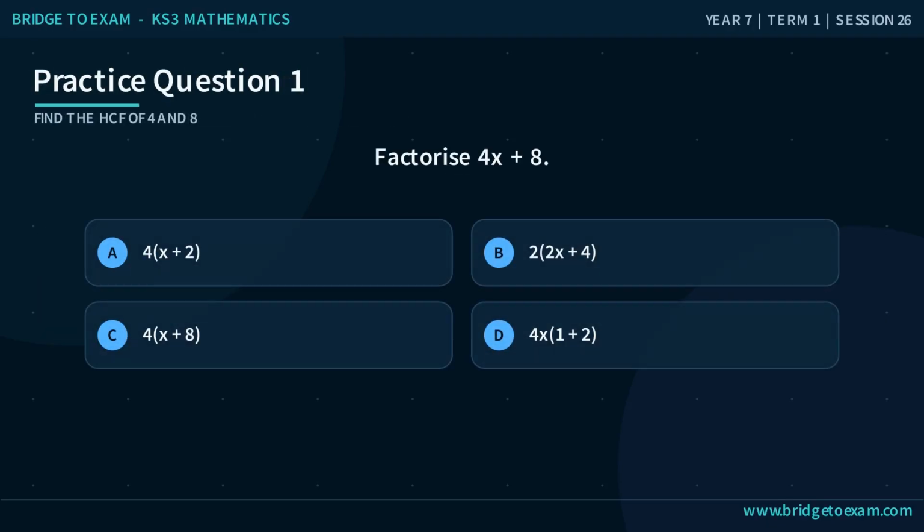Practice question 1. Factorize 4x plus 8. Option A is 4 times the quantity x plus 2. Option B is 2 times the quantity 2x plus 4. Option C is 4 times the quantity x plus 8. Option D is 4x times the quantity 1 plus 2. Pause and find the HCF of 4 and 8 first.